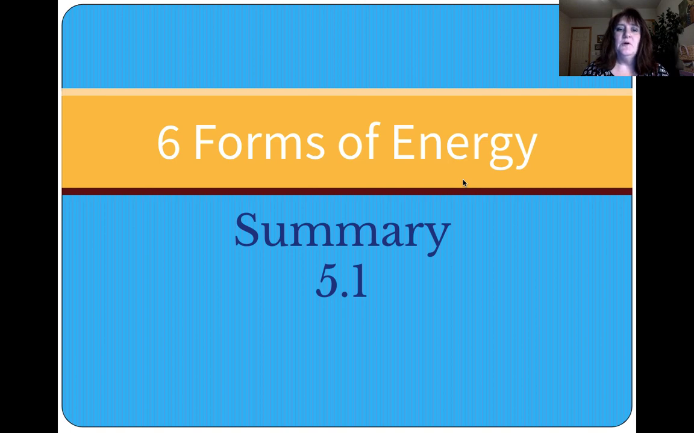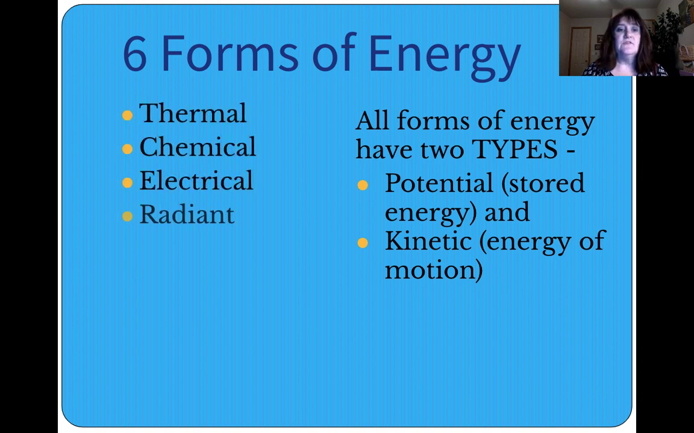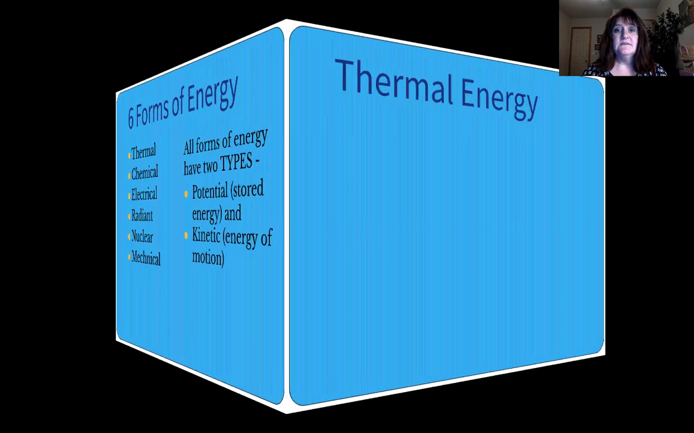Physics 5.1, this is a summary of the 6 forms of energy. So, the 6 forms of energy. All forms of energy have 2 types: potential, stored energy, and kinetic, which is the energy of motion. So your 6 types again are thermal, chemical, electrical, radiant, nuclear, and mechanical. And all 6 of those have potential and kinetic possibilities.